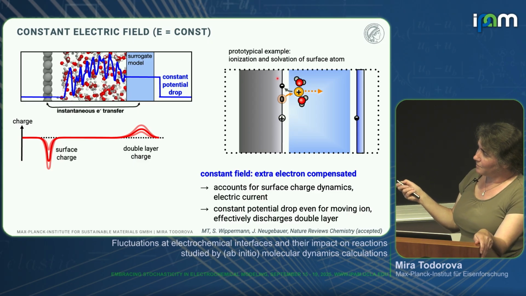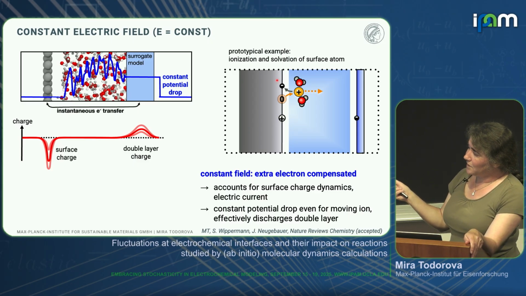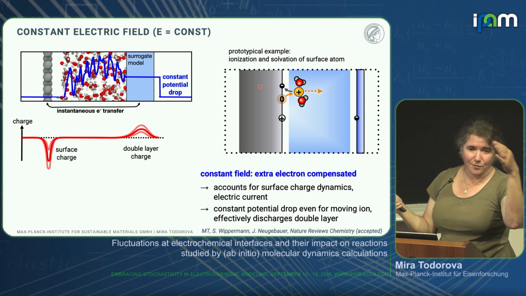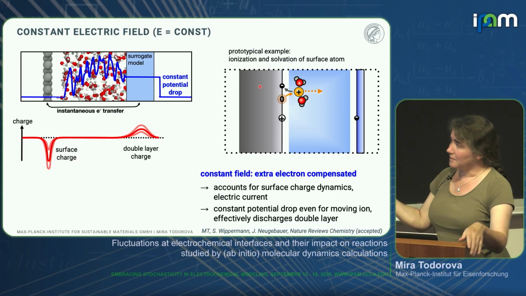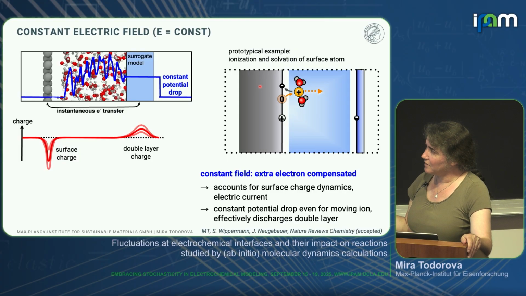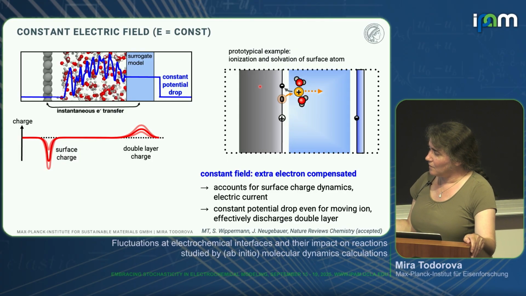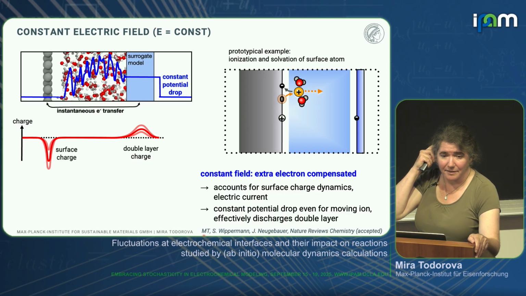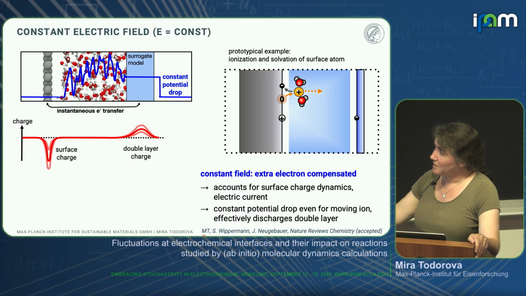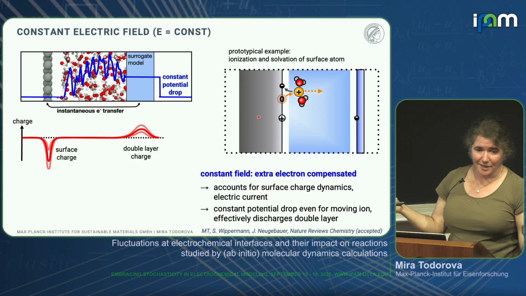If I look again at my toy example in this reaction, then what will happen if an electron comes here? This will be immediately dissipated. There will be an electric current in order to ensure that I have the same field throughout the calculation. So even if I have a moving atom, I will always effectively discharge the double layer. And so this will be a situation where we would get a current, but of course, I cannot describe the system exactly.